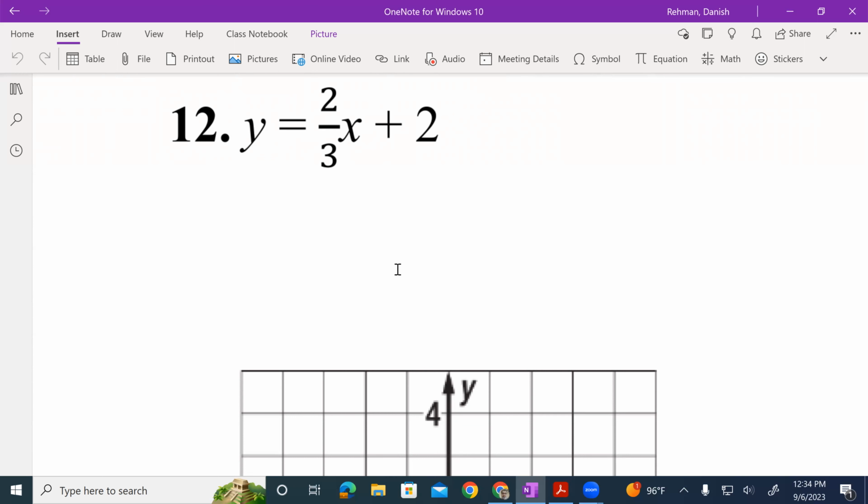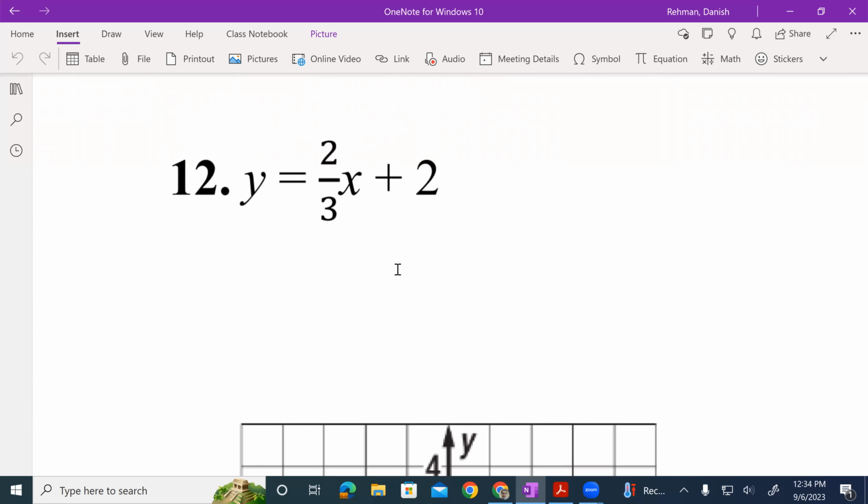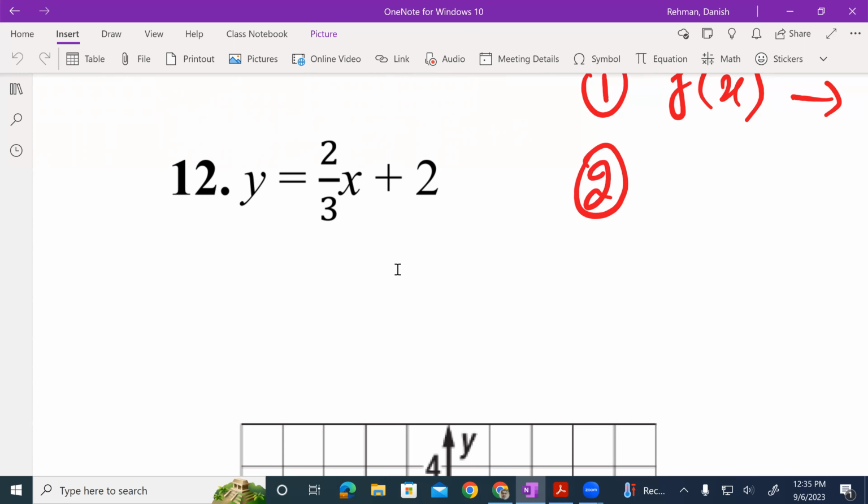What's the step number 1 over there? The step number 1 is telling me if you have an f of x, change that to a y. Do we have an f of x in question number 12? We don't have it. It's already a y, so nothing to change. Agreed? What's the step number 2 over there? Step number 2 is telling me switch x and y with each other. Damien, step number 2, we're gonna switch the x and y.